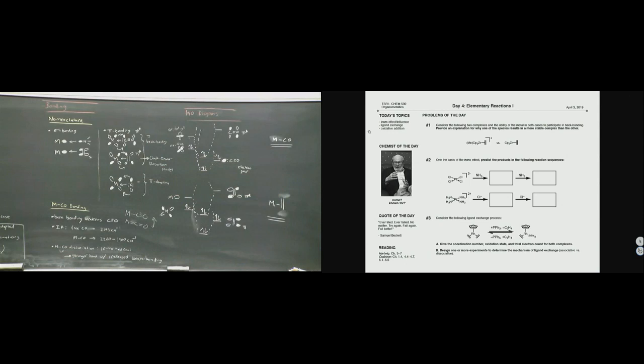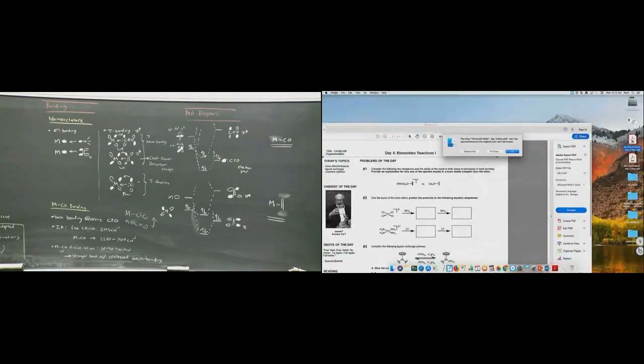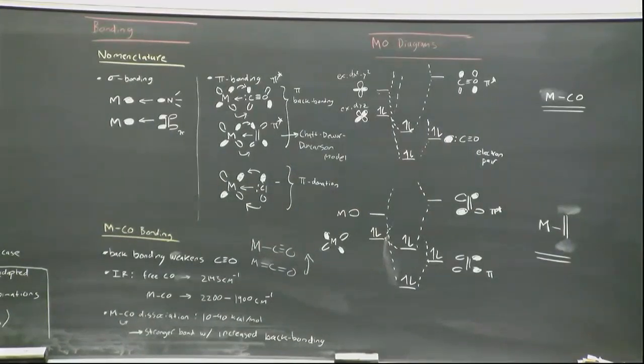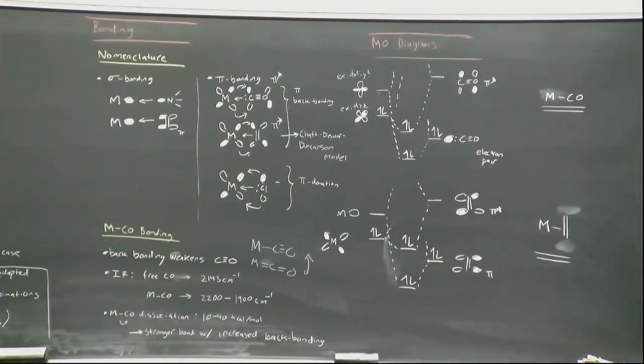Okay, so let's jump in to wrap up the problems of the day from last class. We're going to go slightly out of order. We're going to first cover 4 based on what we just talked about, and then we're going to talk about 3 and use that as a springboard for MO diagrams of bonding and back bonding.